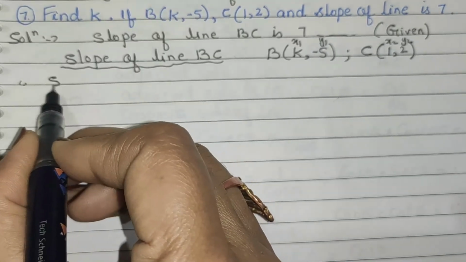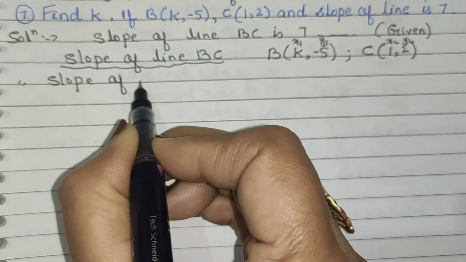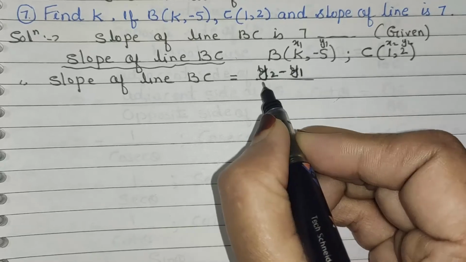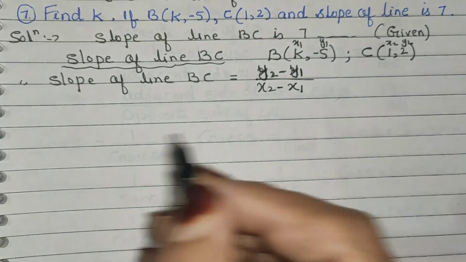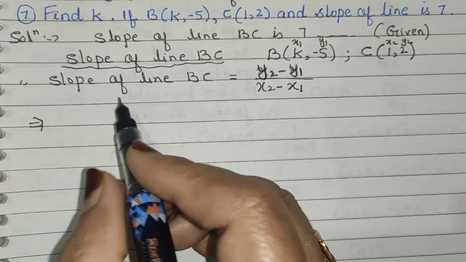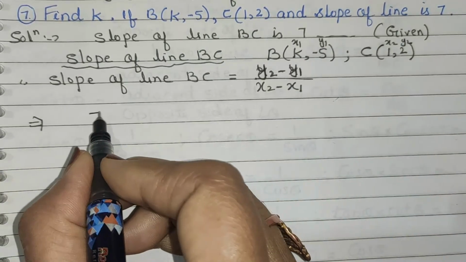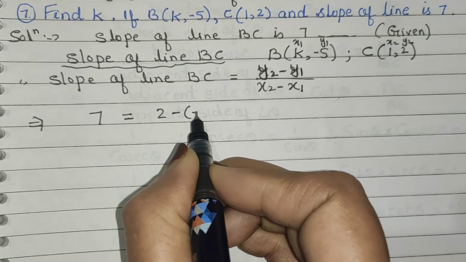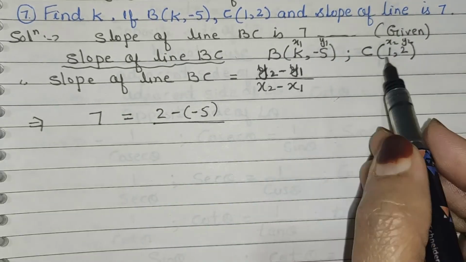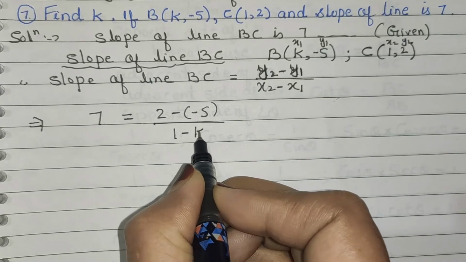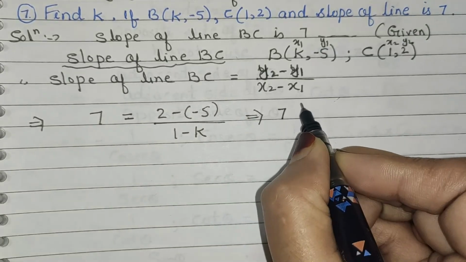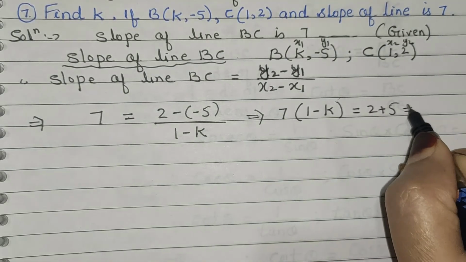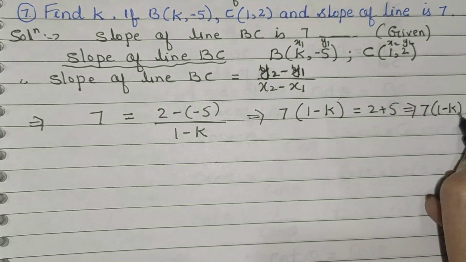Therefore, write down the formula. Slope of line BC is equal to y2 minus y1 upon x2 minus x1. Now substituting the values here, slope of line BC is given 7. Therefore 7 is equal to 2 minus of minus 5 upon 1 minus k. Cross multiplying here we get 7 into 1 minus k is equal to 2 plus 5, which is equal to 7.